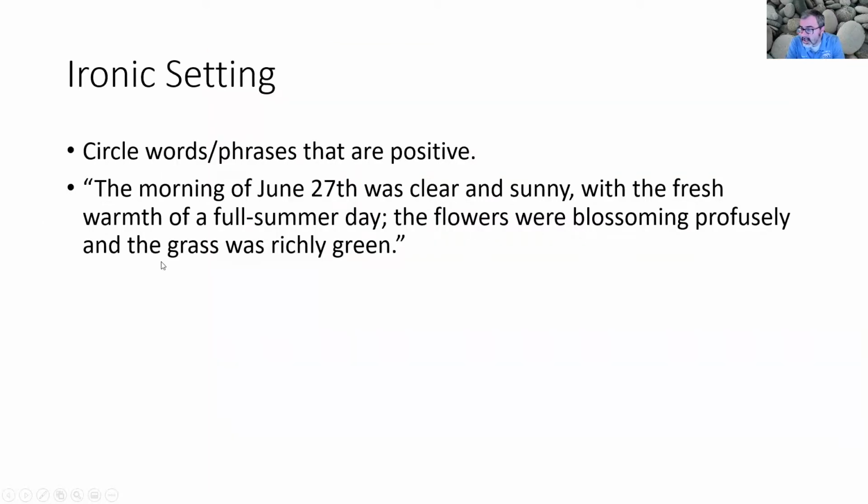So this is what I'd like you to do. On your worksheet, circle words or phrases, first of all, that are positive. The morning of June 27th was clear and sunny with the fresh warmth of a full summer day. The flowers were blossoming profusely and the grass was richly green.